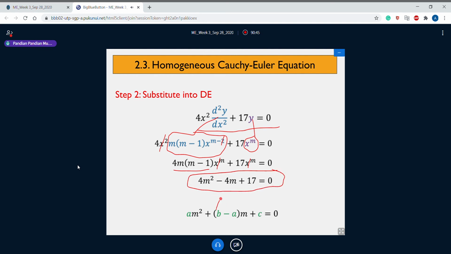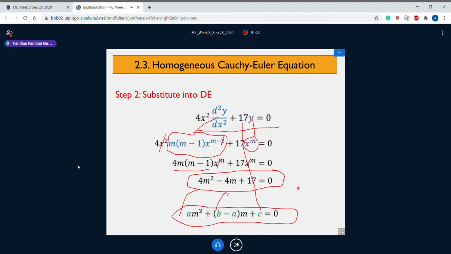But this equation you get from here easily. If you memorize this, AM squared, that's why I tried to say just now, AM squared. So A is 4, 4M squared. Your B is 0, minus A is 4, so 0 minus 4M, plus C equals 0. C is 17. So the B is 0, A is 4. So you can get this equation from here. It doesn't matter how you get this auxiliary equation.